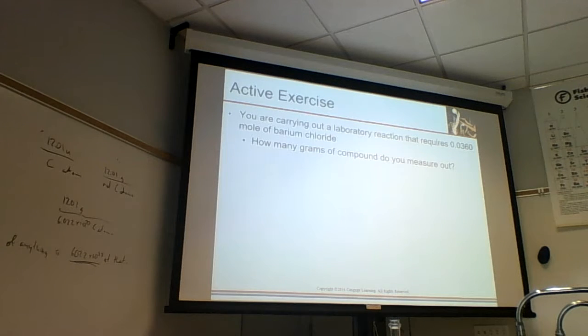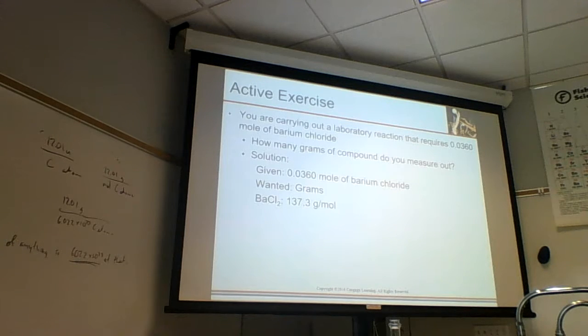All right, so let's try this next one. You have an experiment reaction that requires 0.0360 moles of barium chloride. How many grams of compound do you measure out? Well, this one might be a little basic. Of course, we need the formula. The formula for barium chloride is BaCl2.